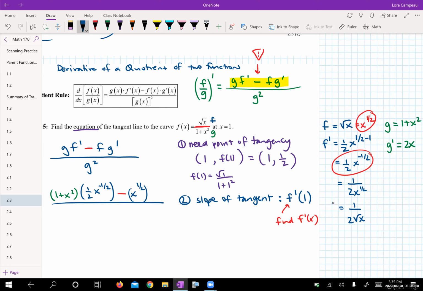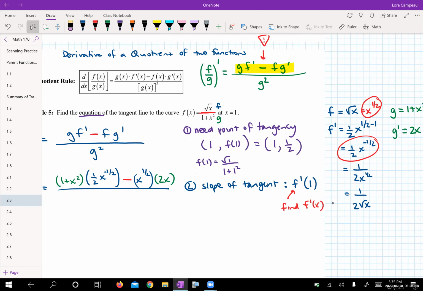So that's multiplied by our g prime, which is 2x. That's not quite done yet. We still have to put this all over g squared. So remember, g was 1 plus x squared, and that is squared according to our formula.